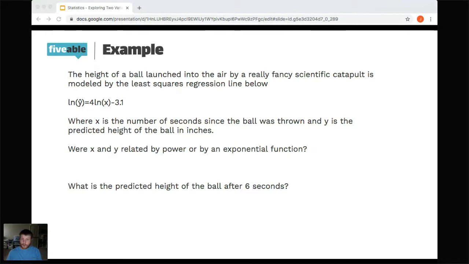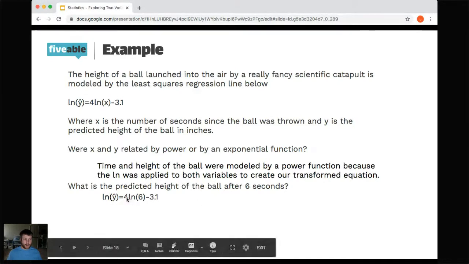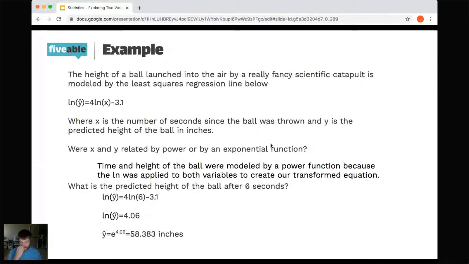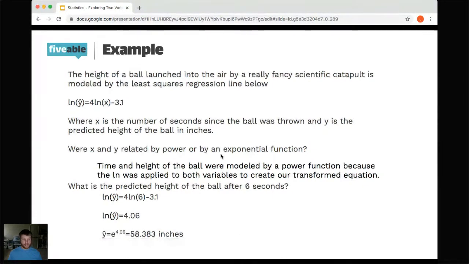All right, so let's go back to the question here. You're right, they were related by power because the natural log was applied to both variables. Again, it doesn't matter what base you use, natural log or log. So we're going to plug in: natural log y hat equals 4 natural log of 6 minus 3.1. That gives us 4.06. Going back to the same thing we had before, we need to apply that power to e, or e to that power. Now, if we had log here, we would have done 10 to the 4.06 power, and that gives us 58.38 inches. So that is a pretty fancy catapult there, I will say.